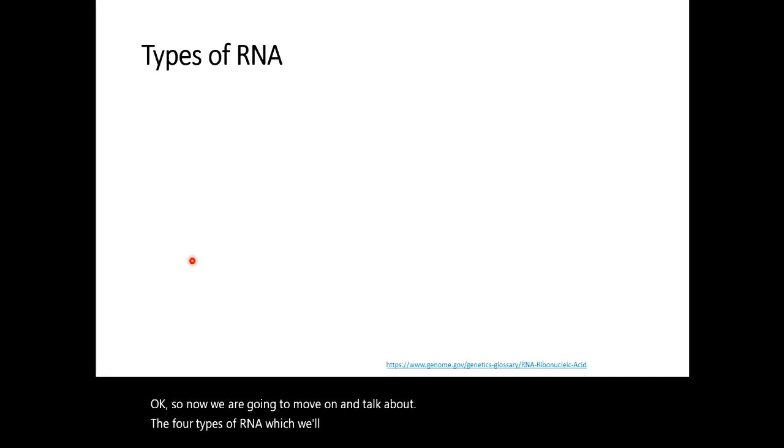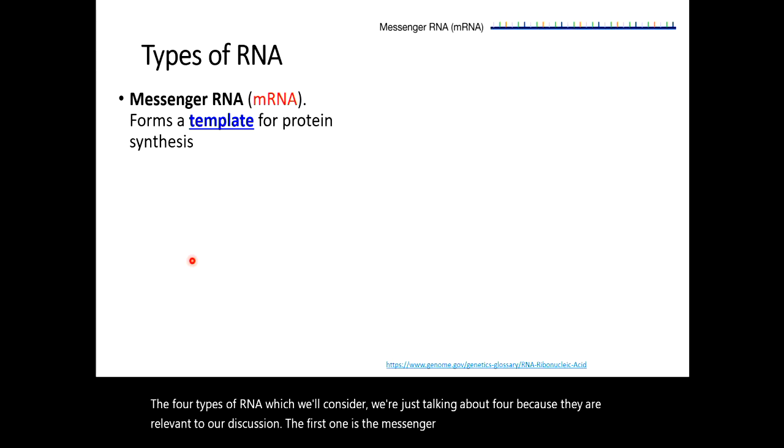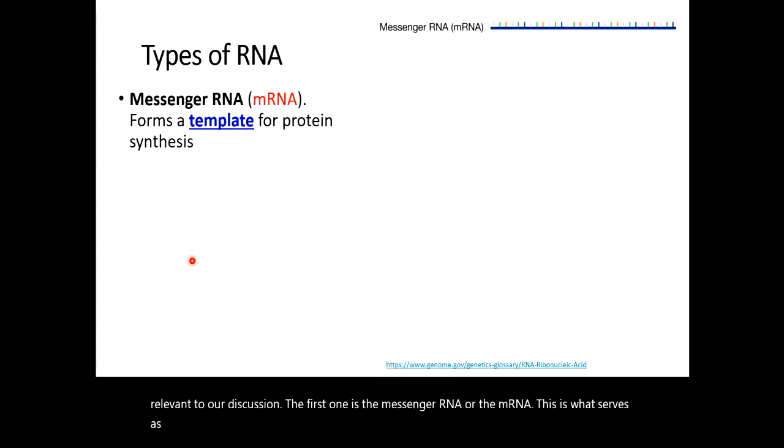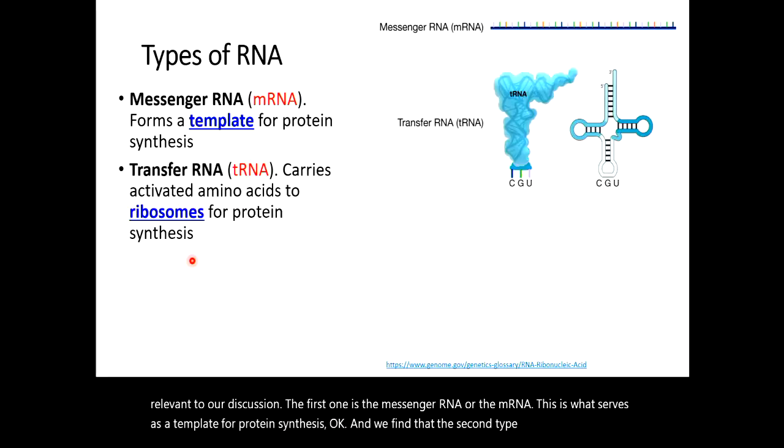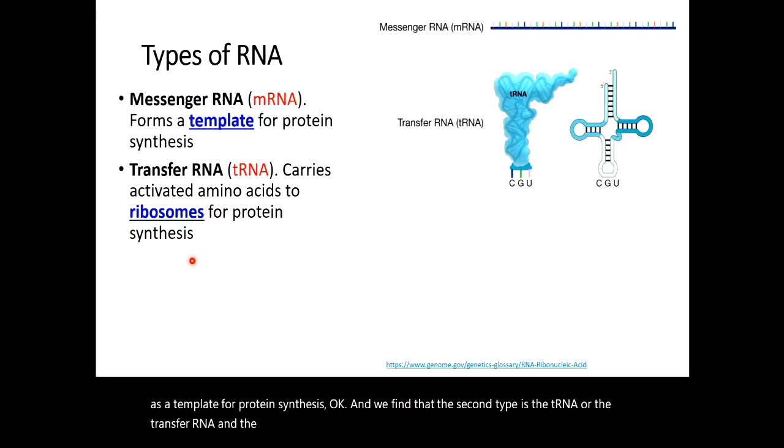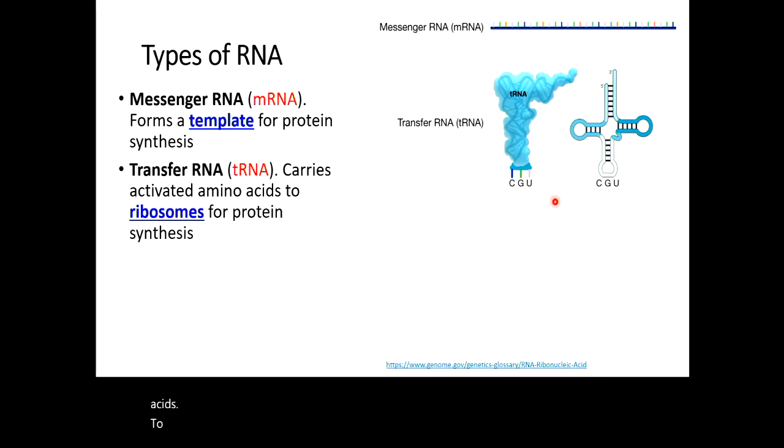Okay, so now we're going to move on and talk about the 4 types of RNA which we'll consider. We're just talking about 4 because they are relevant to our discussion. The first one is the messenger RNA or the mRNA. This is what serves as a template for protein synthesis. The second type is the tRNA or the transfer RNA. And the question is, what is the tRNA transferring? So it's going to transfer amino acids to the ribosome, where those amino acids will be linked to one another to form the protein sequence. How exactly it does that, we'll discuss in more detail in the upcoming slides.